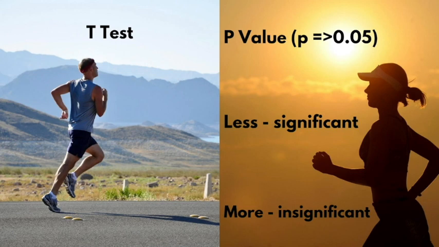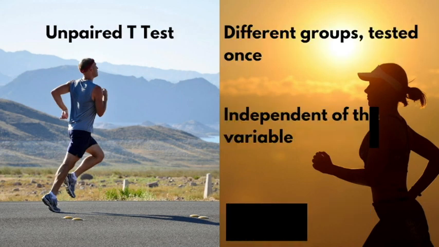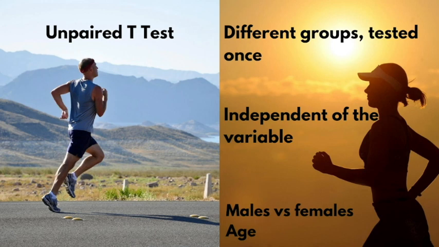The 2 types of t-tests that we look at. First, we have an unpaired t-test. So again, to keep this simple, that means you have different groups tested once. So it's independent of the variable. So the variable stays the same, but you're applying 2 different groups to that variable to see the difference between them. An example here might be males versus females doing anything as long as it's the same, and what you're drawing upon is the difference between the male and the female response.